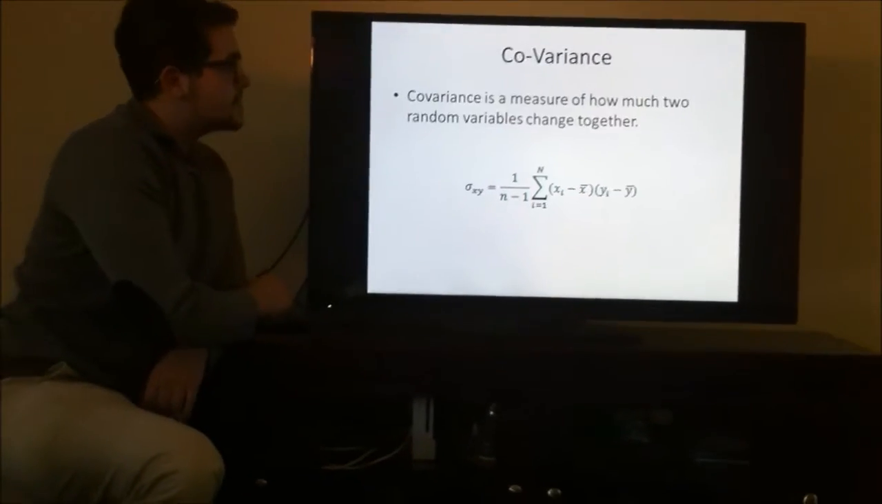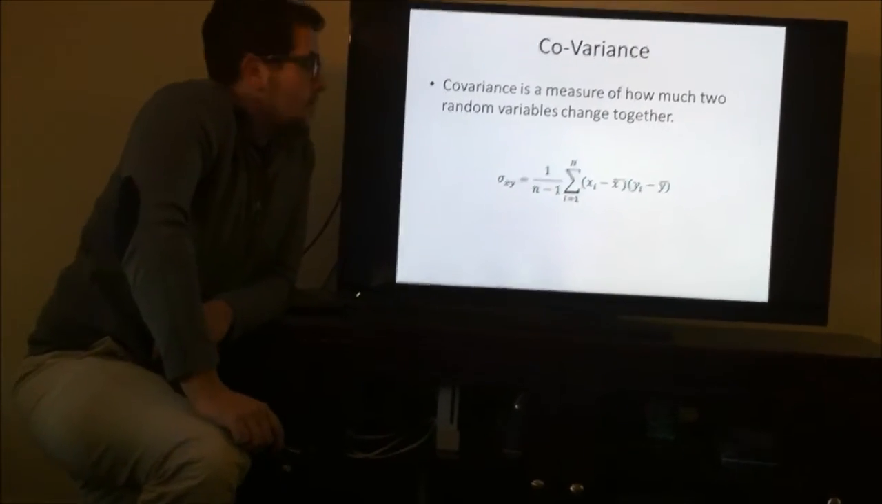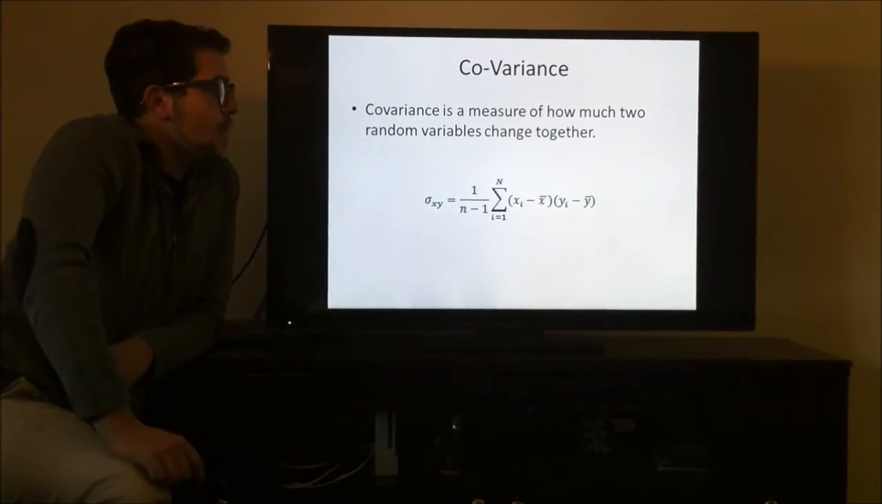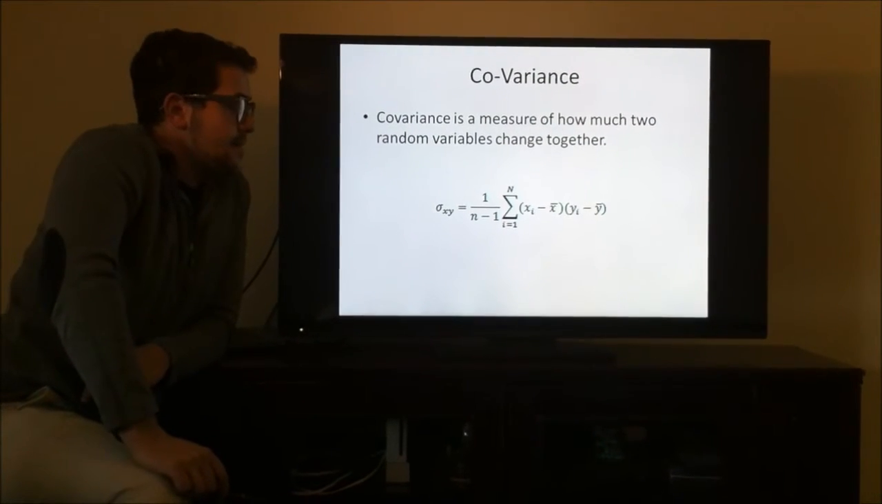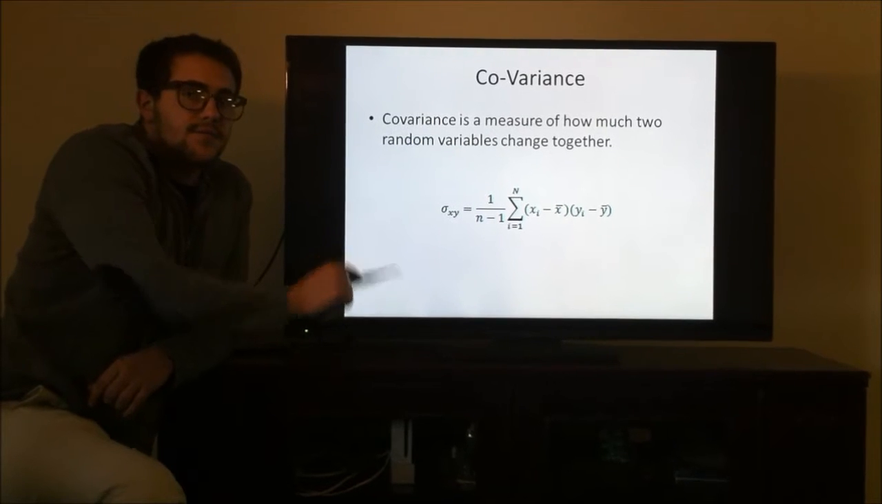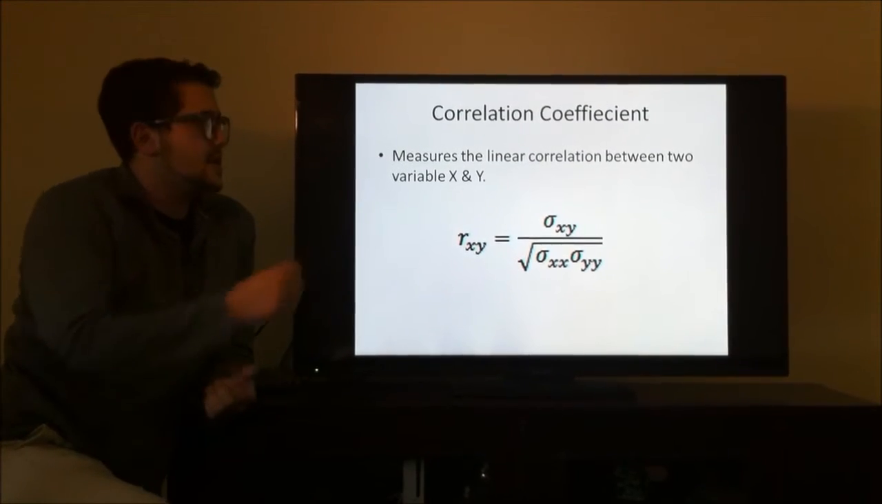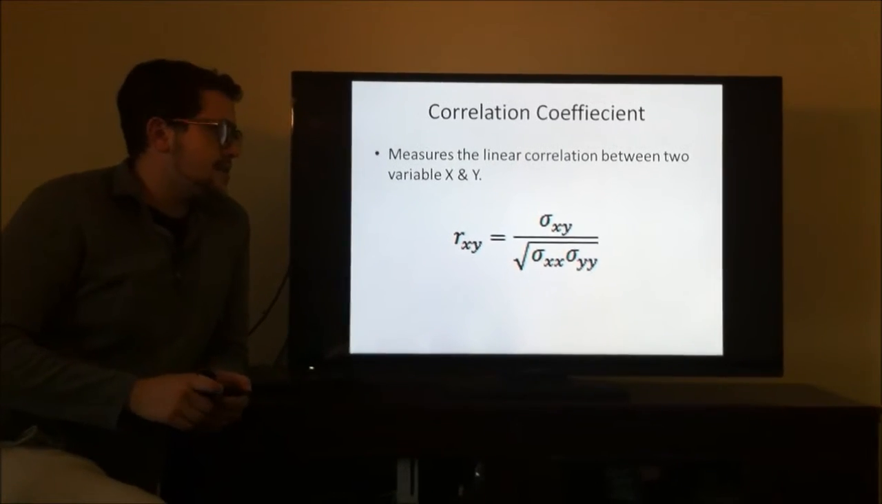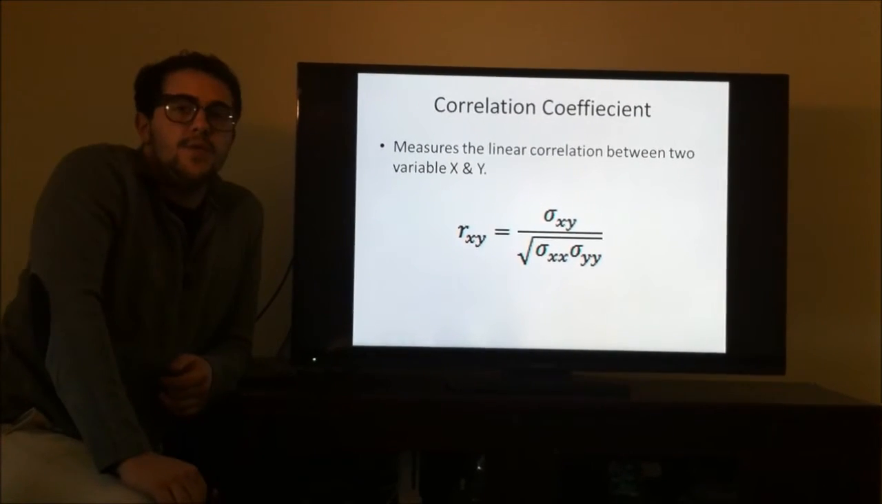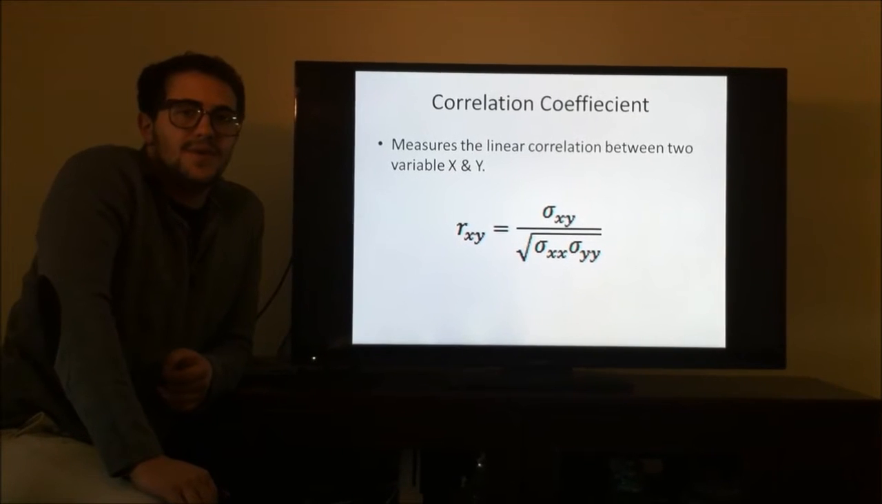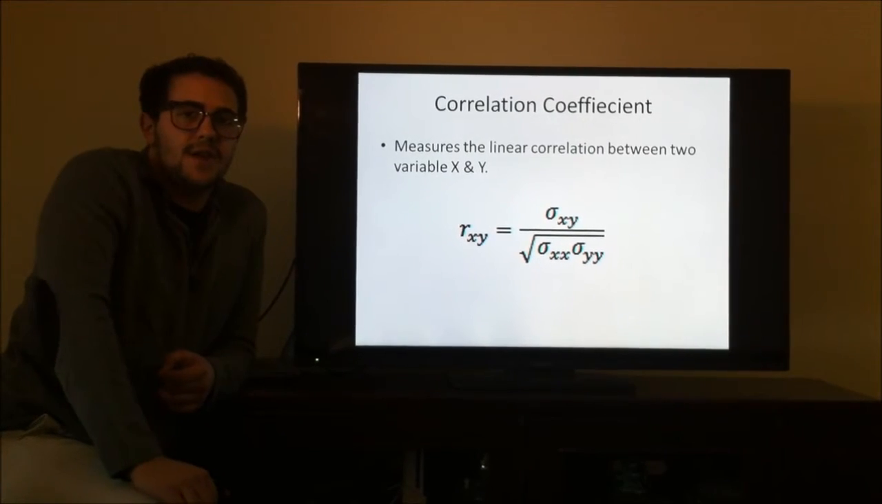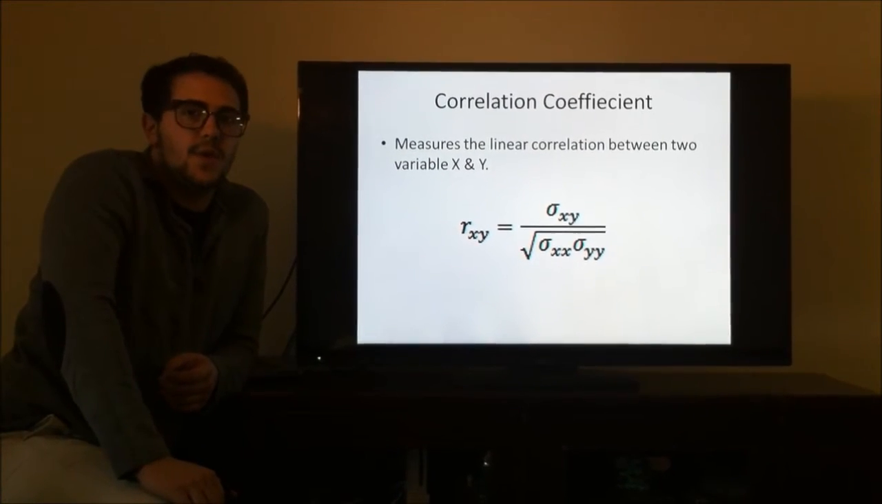After that comes covariance. Covariance is a measure of how much two random variables change together. Here is the arithmetic. The correlation coefficient measures the linear correlation between two variables x and y. This will give us a number, 1 being the best, 0 being the worst. It could be a positive number or a negative number. It's almost always a decimal, unless it's 1.